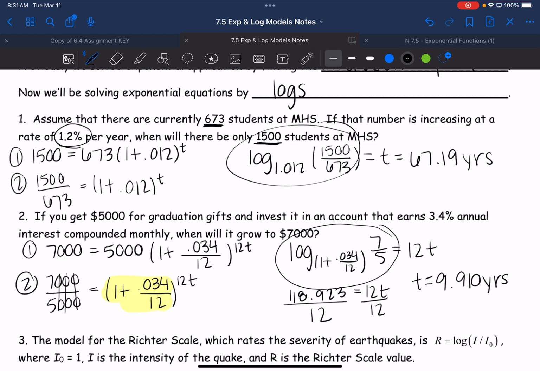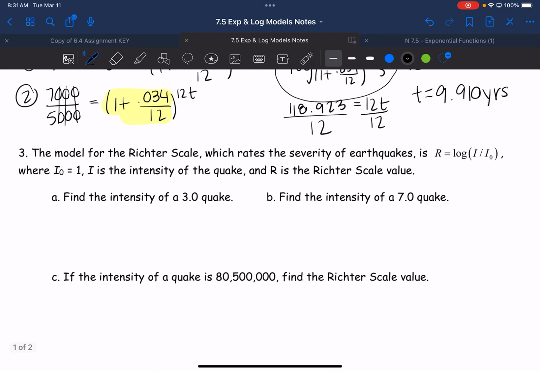Okay. All right, number 3. Number 3 says the model for the Richter scale, which rates the severity of earthquakes, is the formula R equals log of I over I sub 0, where I sub 0 is 1, and I represents the intensity of the earthquake, and R is the Richter scale value.